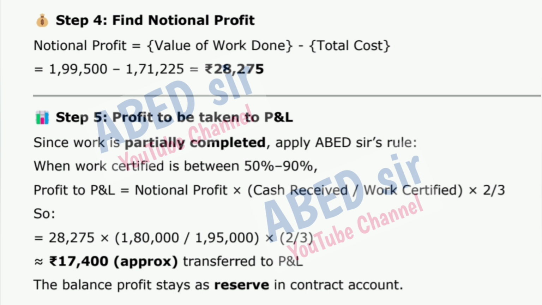Since work is partially completed, apply Abed-Sir's rule. When work certified is between 50% and 90%, profit to P&L is equal to notional profit times cash received over work certified times 2/3. So, it is equal to 28,275 times 1,80,000 / 1,95,000 times 2/3, which is 17,400 rupees approximately, transferred to P&L. The balance profit stays as reserve in the contract account.